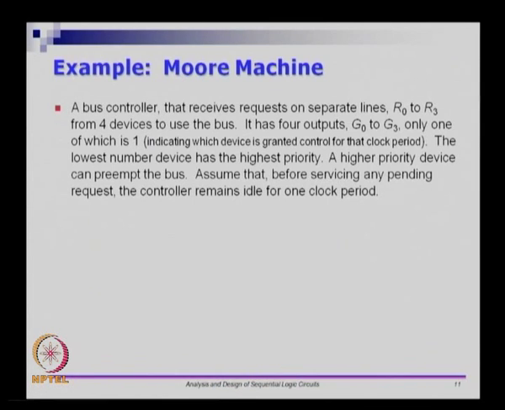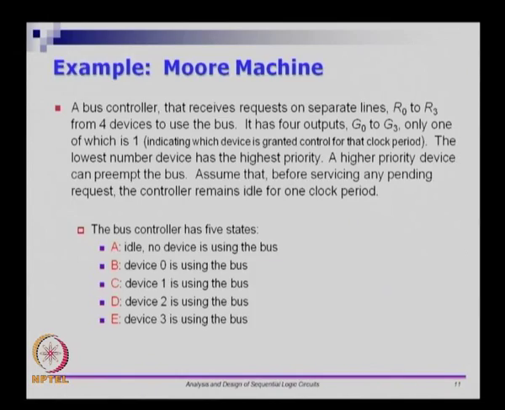So if R0 makes a request, then G0 must turn on. If R1 makes a request, you go and look at whether R0 has made a request or not. If R0 did not make a request, then you make G1 to be on, and so on. So that is what this one is, and assume that before servicing any pending request, the controller will remain idle for 1 clock period. So this is a very wordy problem. Let us see how to design this.